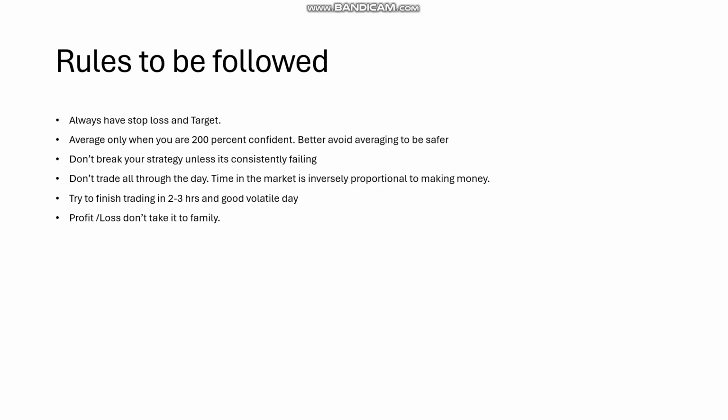The time in the market is inversely proportional to making money. If you are spending a couple of good hours with perfect analysis and your strategy is working, that couple of hours is more than enough for you to make the money. And whether it is profit or loss, don't take it emotionally and take it back home, no matter what it is, because life needs to be lived with happiness and joy, not with a lot of emotions by losing money in the market, no matter what.